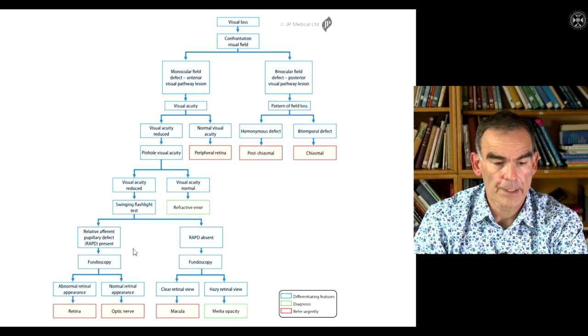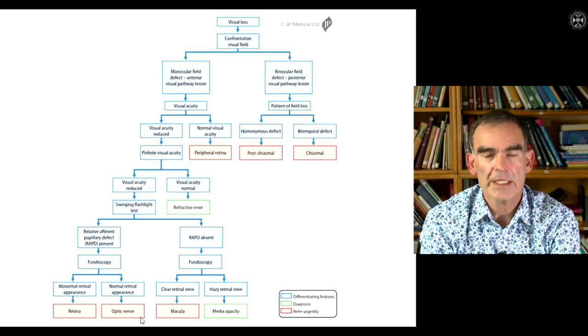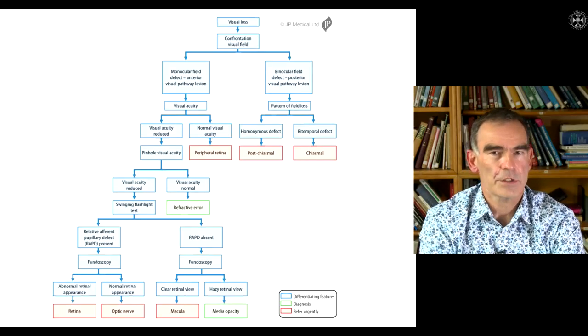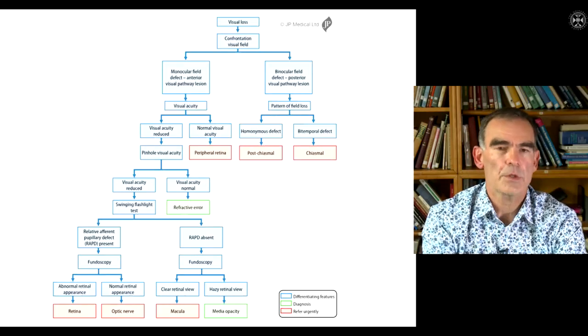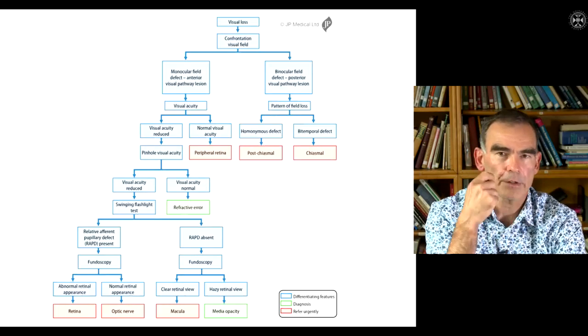If there is an RAPD present, then the next step is to do fundoscopy. If the retina is abnormal, clearly it's a problem with the retina. If the retina is normal, it's a problem with the optic nerve. Because why would you get a relative afferent pupil defect? Well, really, it's very sensitive for optic nerve dysfunction. So if you've got an optic nerve problem, such as if, say, for instance, I had MS and demyelination and an optic neuropathy on this eye, then I could have 6/6 vision in this eye, 6/9 vision in this eye, and despite only having a relatively small difference in the visual acuity, I'll have an absolute whopper of an RAPD.